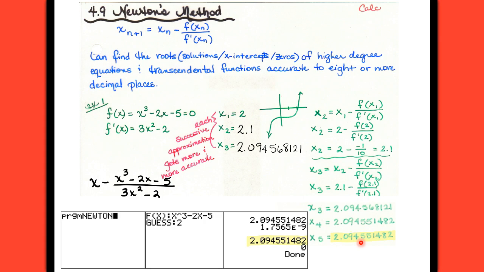Now, you cannot scroll back up through that program to get the list of these values. It won't let you do that. This particular program won't. It'll just give you that last value. Now, I would mention to you that we already know a way of solving equations, finding roots, solutions, x-intercepts as well. That is fast and easy on the calculator.